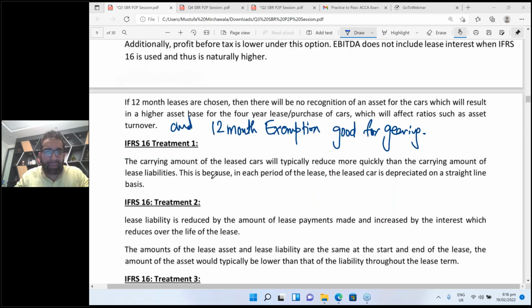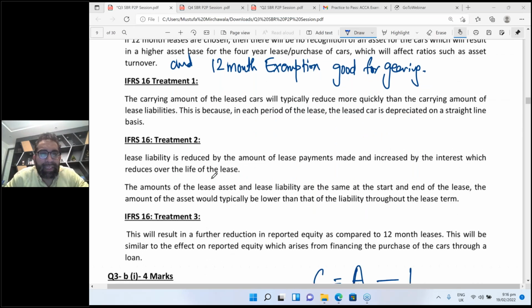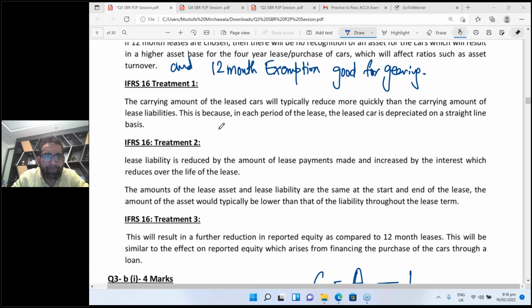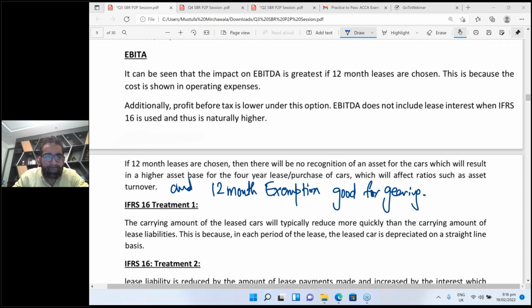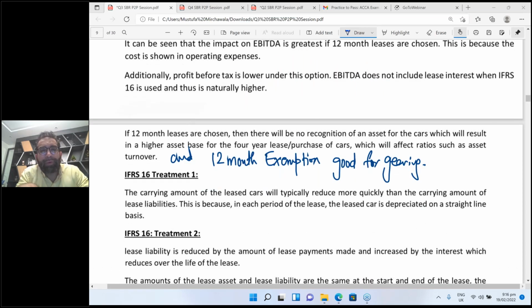Now, impacts. So listen, the carrying amount, sorry, I missed one para. If 12 months leases are chosen, then there will be no recognition of an asset for the car, which will result in a lower asset base for the 4-year lease purchase of cars, which will affect ratios such as asset turnover. Yes, I taught you this.